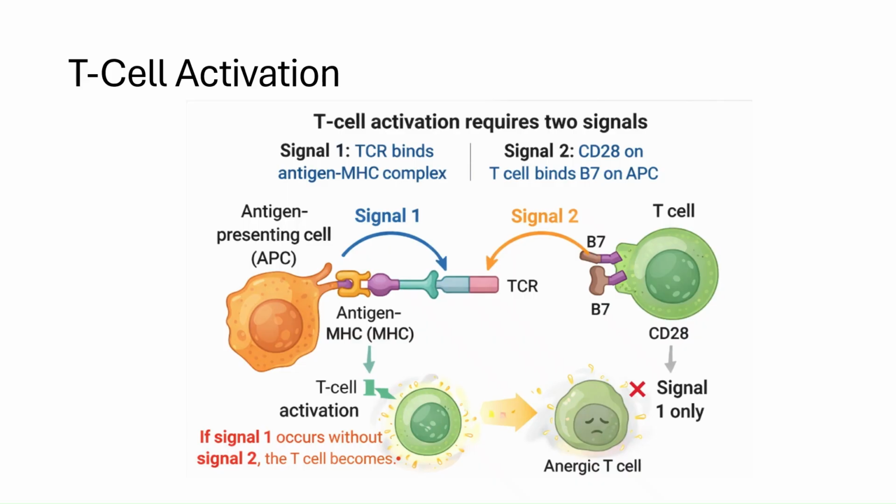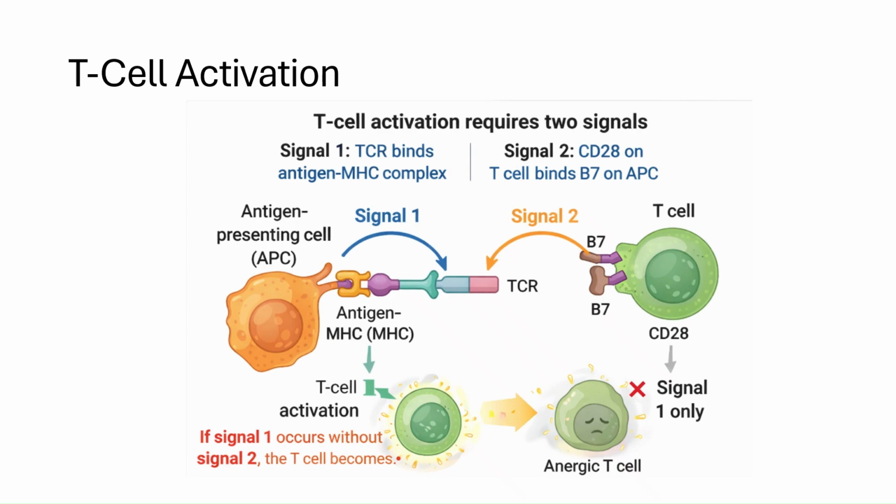Now comes your signal 2, which is called co-stimulation, and this is your permission signal. Now, if you look at the second interaction, CD28 is expressed on the T cell, B7 is expressed on the APC, right? So when you have binding of CD28 to B7, it provides your signal 2.